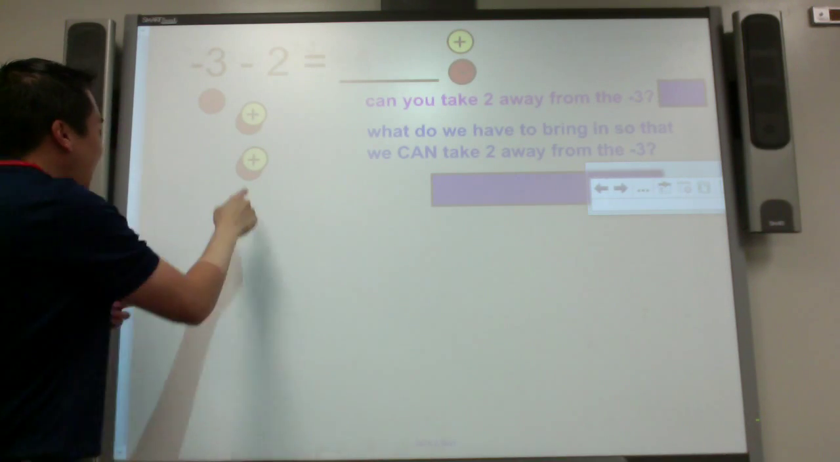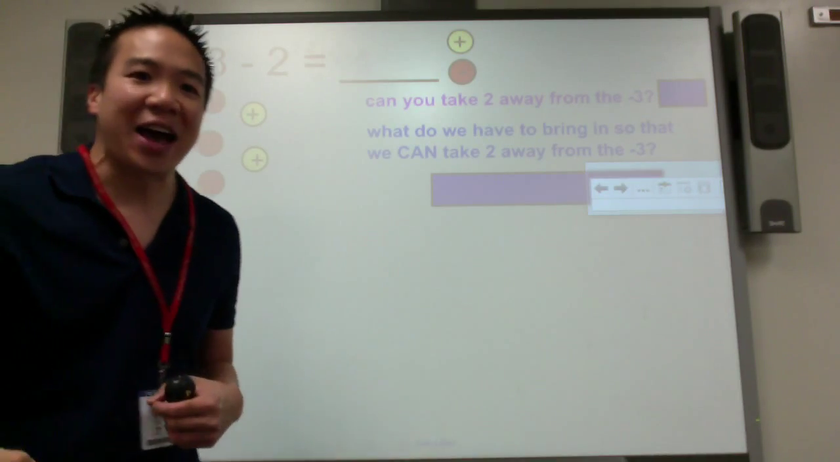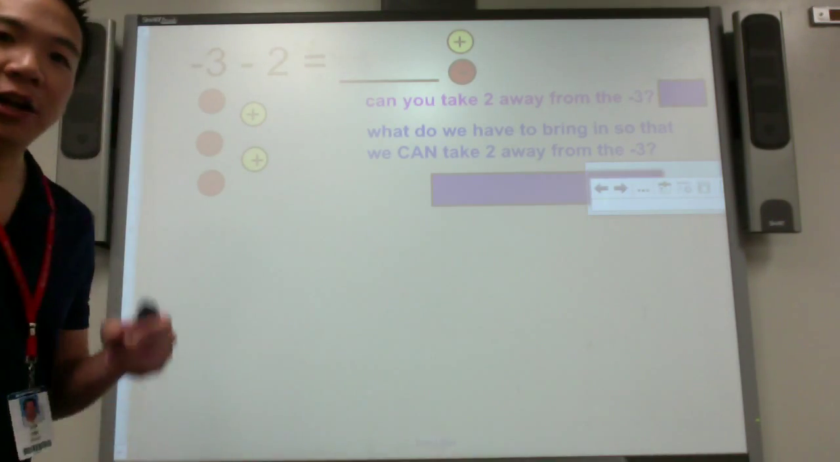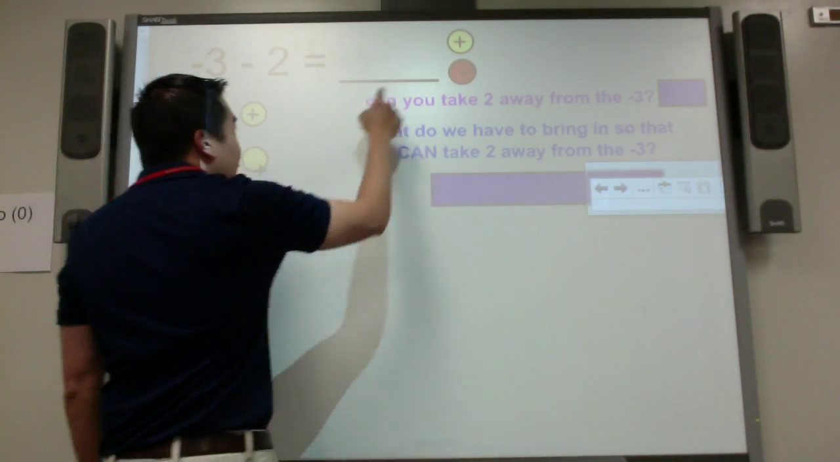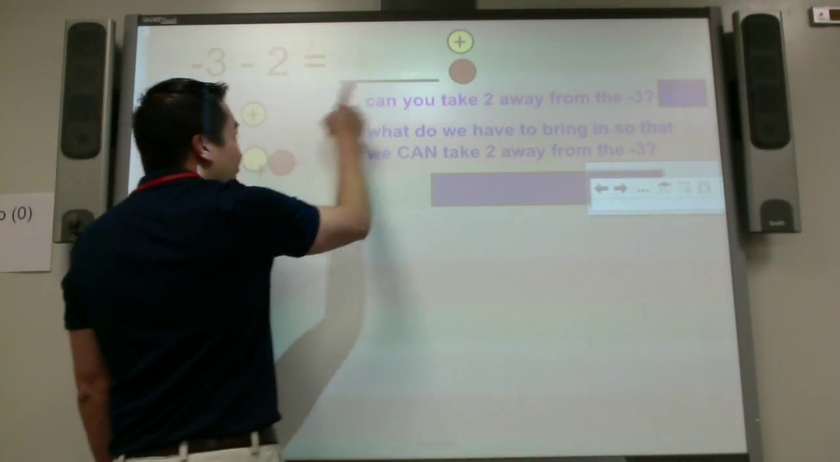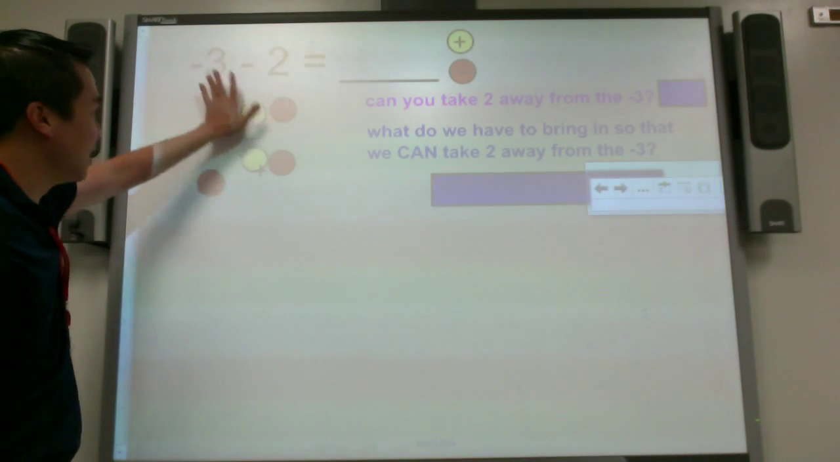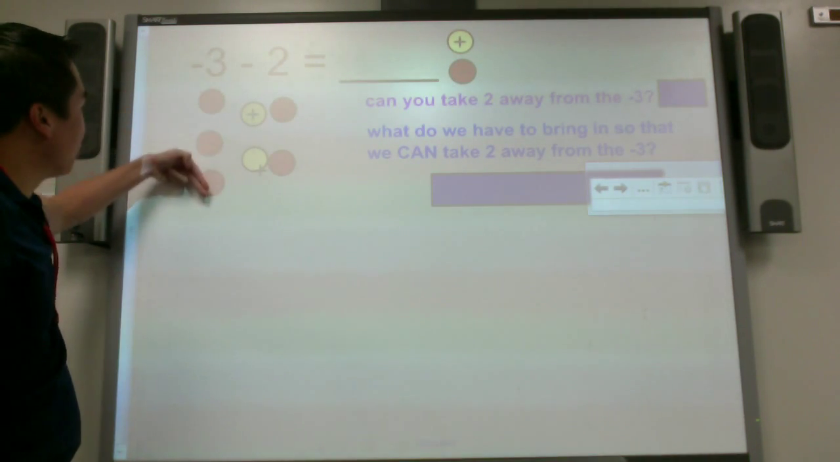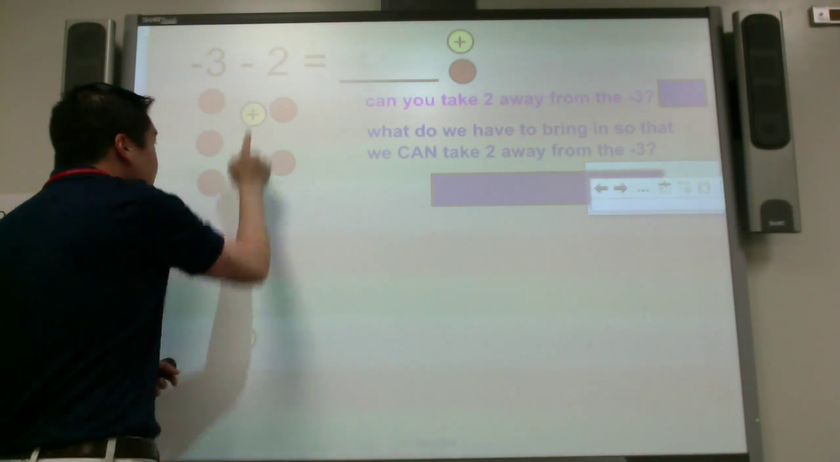So how can I add 2 positive without changing its value? And earlier I said something about zero pair. If I put a positive and a negative, these are zero pair. They cancel out. What do you have left? Negative 3. So negative 3, they want you to take away 2 positive.